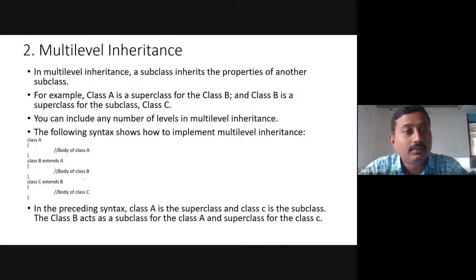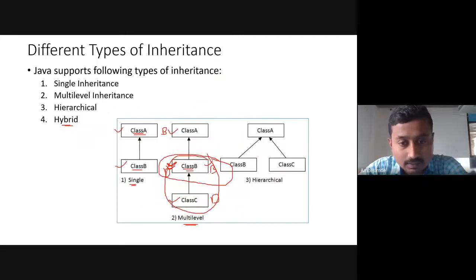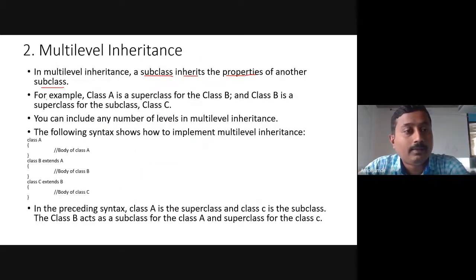So what happens in multi-level? A subclass inherits the property of another subclass. This is a subclass, right? See, a subclass inherits the property of another subclass. For example, class A is a superclass of class B. Class B is a superclass for the subclass class C. You can include any number of levels in multi-level inheritance. This is the syntax.